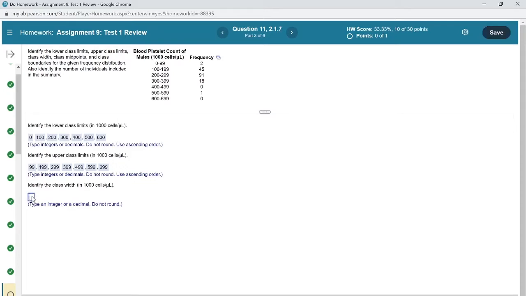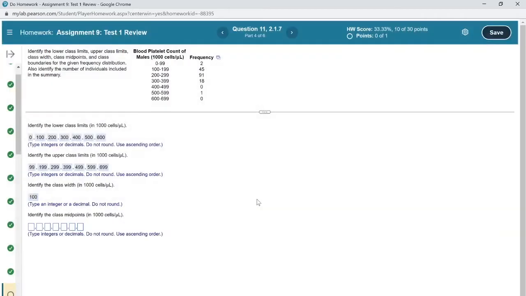In this case it's 100, because 100 minus 0 is 100, 200 minus 100 is 100, and 199 minus 99 is also 100. So if you subtract any number from the next number, that gives us the class interval.